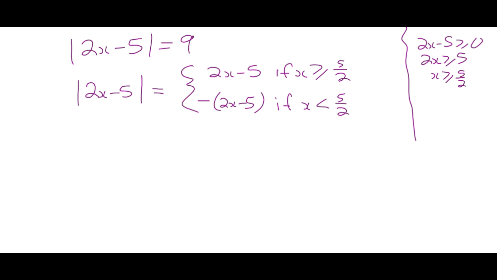All right, so we have to isolate the absolute value, which in this case is done for us. We now have to do two cases. Case number one: 2x minus 5 is equal to 9. So case number one is just the 2x minus 5, and that's equal to 9. When is that equal to 9? Well, when 2x is equal to 14, and so x is equal to 7.